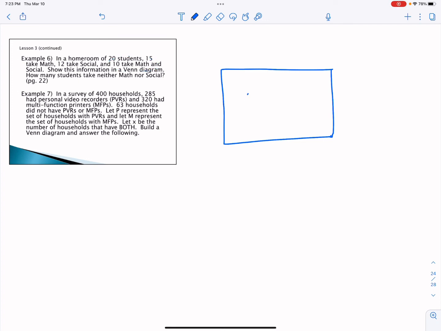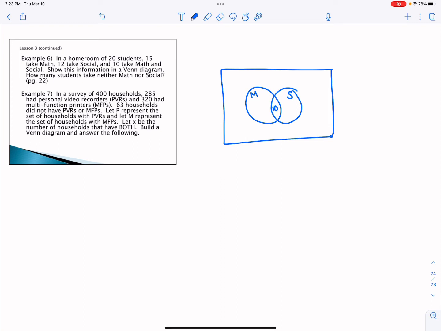So if we draw our circles, again, one of them is going to illustrate what's happening with math. The other is social studies. And actually, I'm going to put that M right inside the circle. So this is math. We have S for social studies. And what we know is that 10 students take both. So we're going to put 10 right in the center.